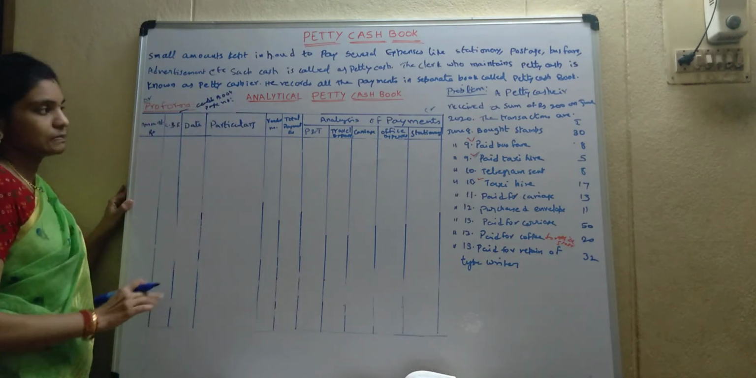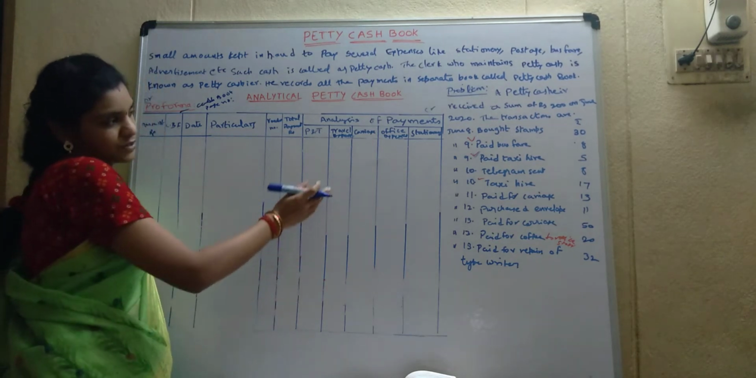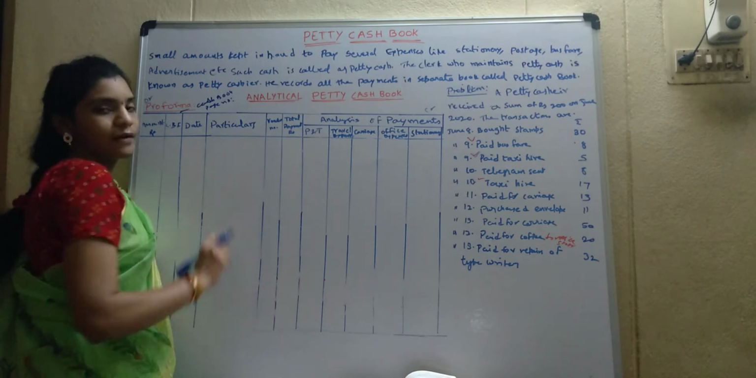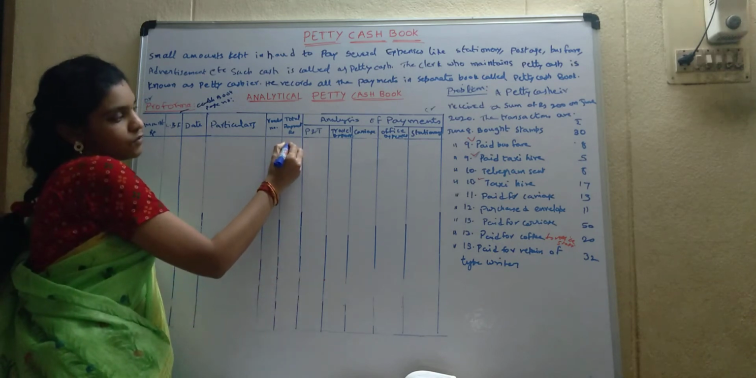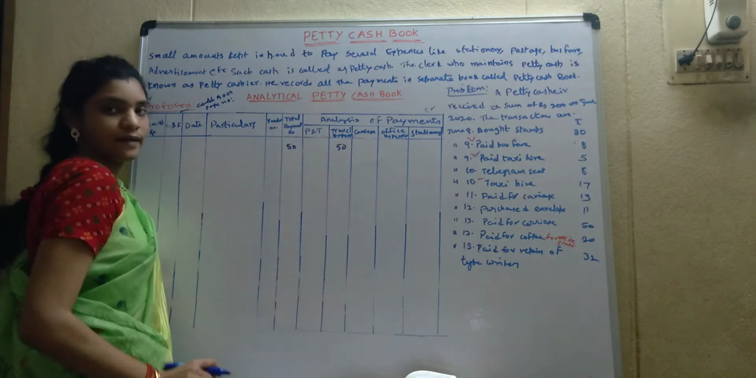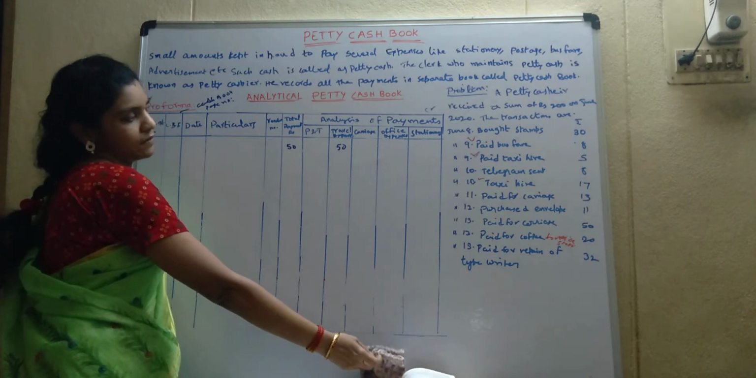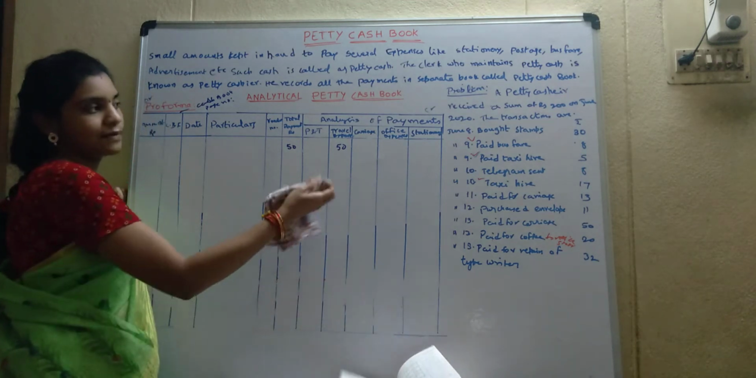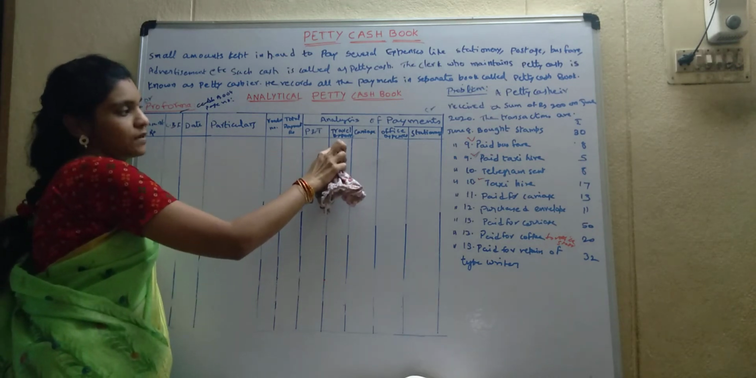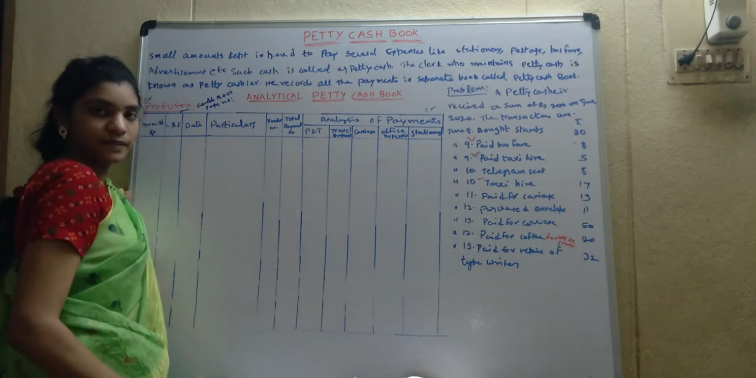And coming to the example, if you pay traveling expenses of 10 rupees or 50 rupees, what we have to do? First we have to record it in the total payments column and then in the traveling expenses column. Now I think you understand. Any payment belongs to a particular expenses column, but we have to first record it in the total payments column. Okay, and shall we start the problem?